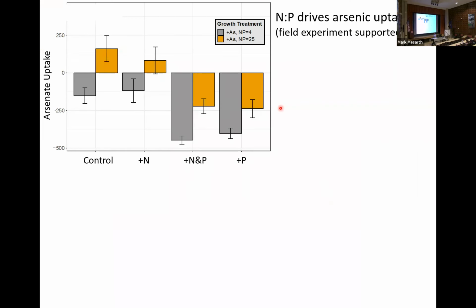So for these experiments, I was able to use a modification of the molybdate blue method that actually shows you the reduced and oxidized forms of arsenic. And so you can not only distinguish phosphorus from arsenate, but you can get the different forms of arsenic, which is pretty cool. And you can see that the results held true. So the high N to P treatments had higher arsenic uptake rates than the lower N to P treatments, and that arsenic uptake was suppressed when we added phosphorus.